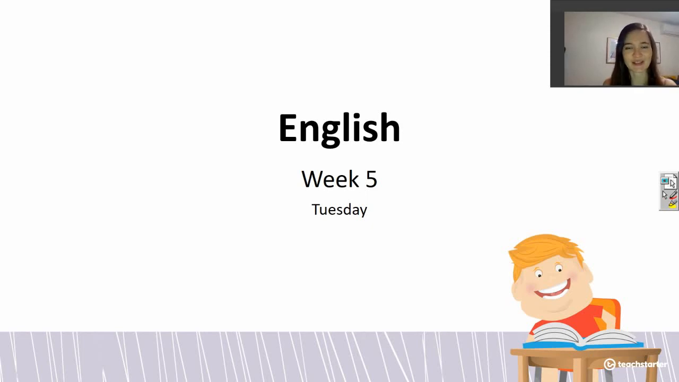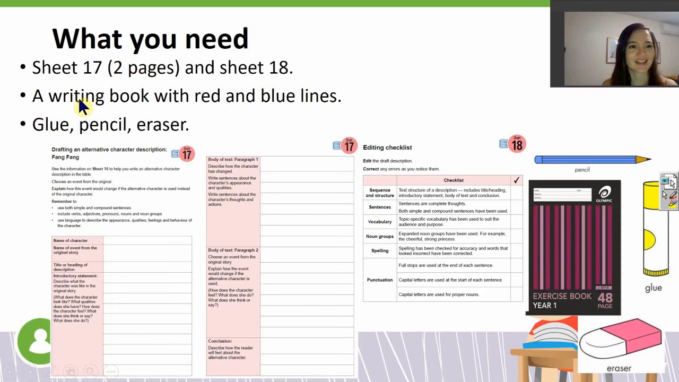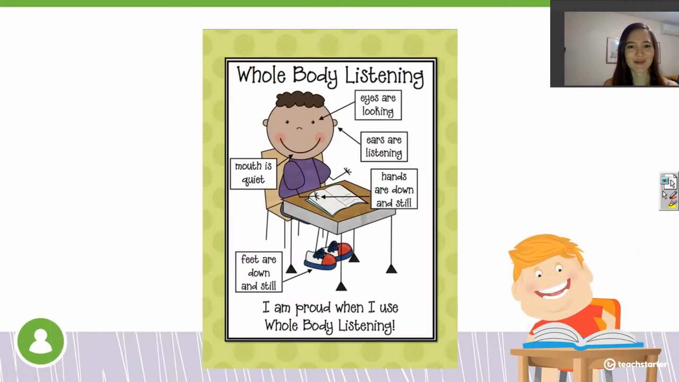Let's have a look at what you need to go and grab. Okay, so you'll need sheet 17, which is 2 pages, and sheet 18. If you're in year 1, I've changed sheet 17, so it'll look a little bit different. You'll need your writing book, pencil, glue, and eraser. So go grab those things and then come back.